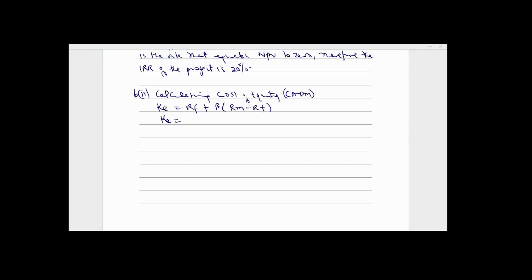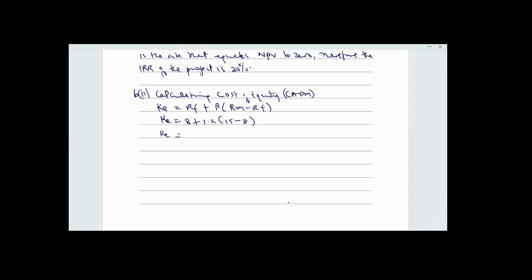We are given a risk-free rate of return of 8%, beta of 1.2, the market return of 15. So here is 8 plus 1.2 multiplied by 15 minus 8. So what's our cost of equity? Debbie, give it to me. What's our cost of equity?